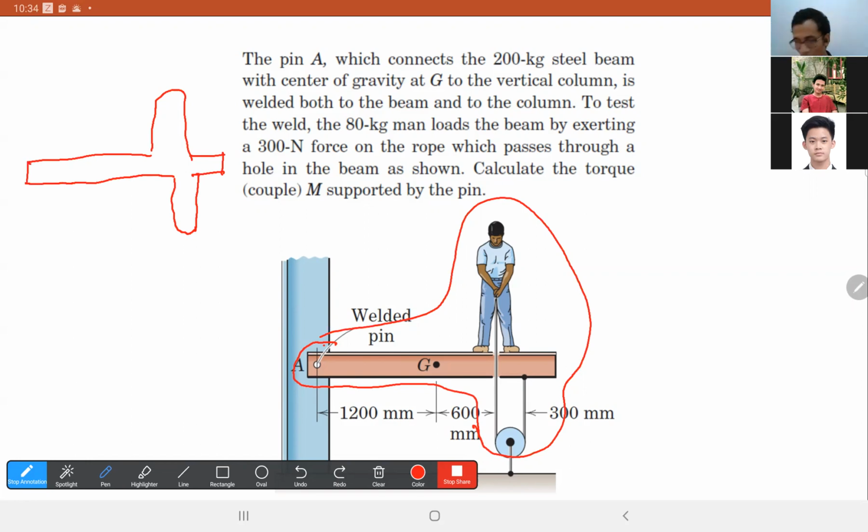When we draw the free body diagram, remember all the weight must be there. All the external forces must be there. Correct or not? So whenever we draw a free body diagram, we have to put all the external forces plus the weight of the system. Correct or not?